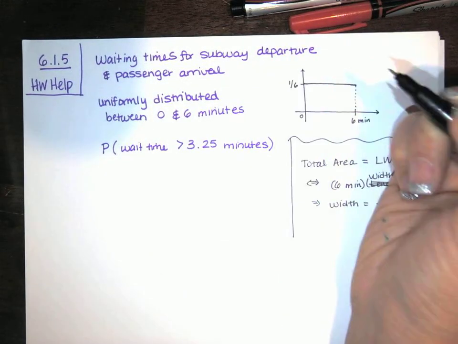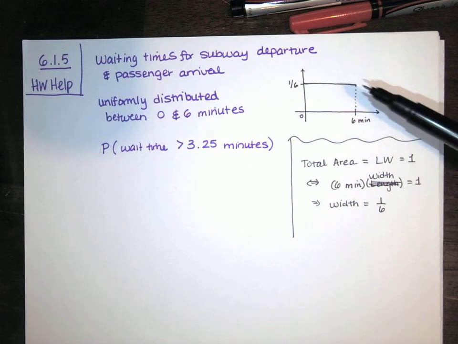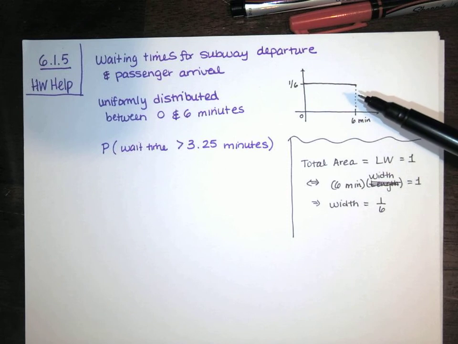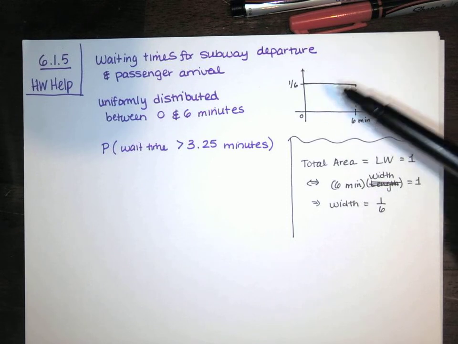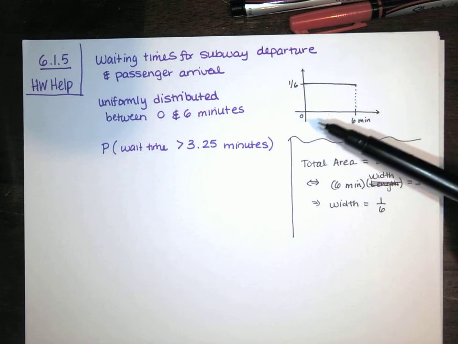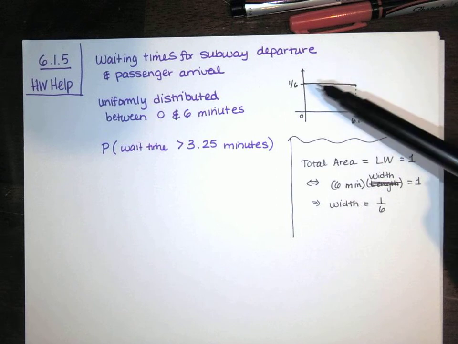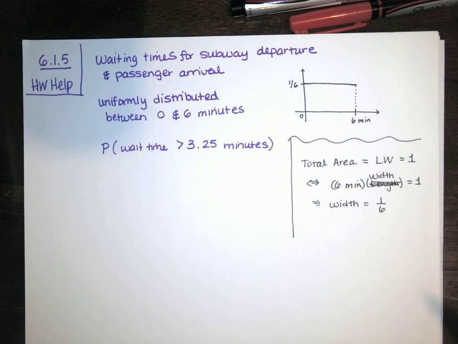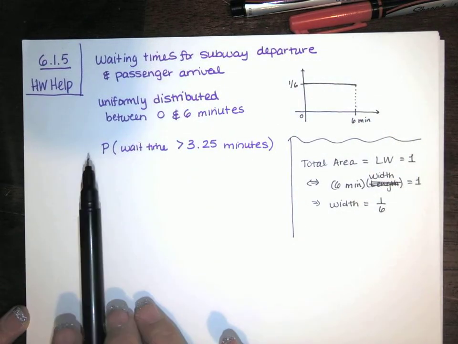So this is 1/6. And again, remember the reason why we're doing that is because we need the area under the probability distribution to be 1. And we need the area under this probability distribution to be 1 because a probability of 1 means we're absolutely certain it's going to happen. So the probability of somebody waiting between 0 and 6 minutes, if everybody waits between 0 and 6 minutes, has to be 1. So the area of this little rectangle is 1/6 times 6, and 1/6 times 6 is 1. Okay, so that's that.